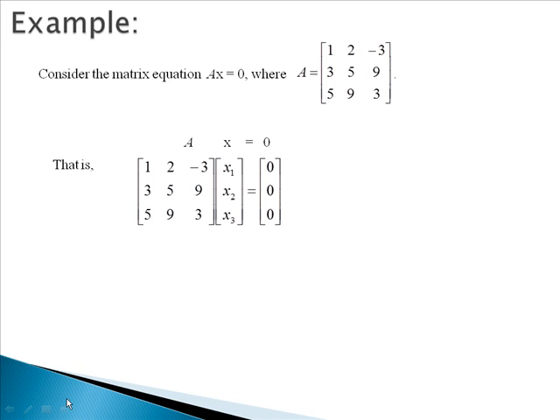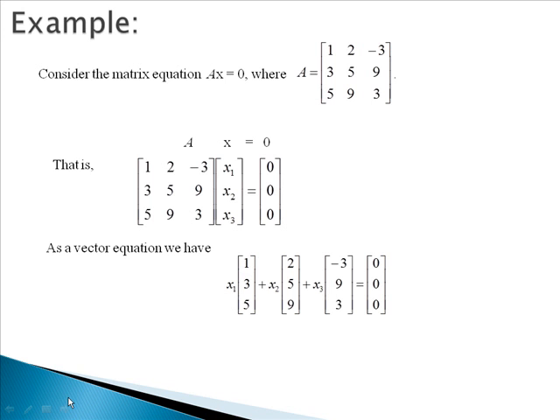And so we can see here that as a matrix equation, we have our matrix A multiplied by the vector x and set then equal to the 0 vector. And as a vector equation, we simply have the first column of A multiplied by the first variable x1 in our vector x, and we do that on down the line with x2 and x3.